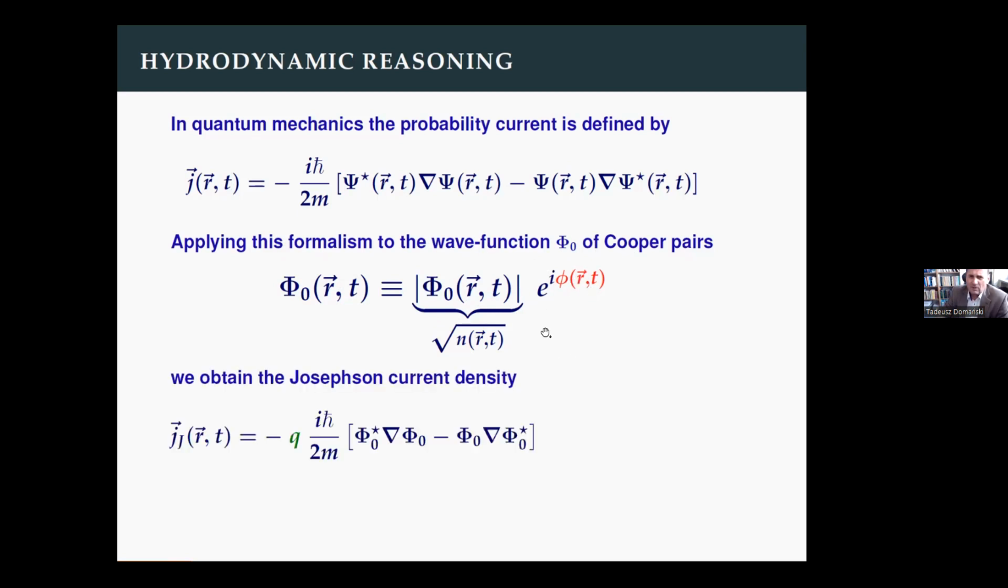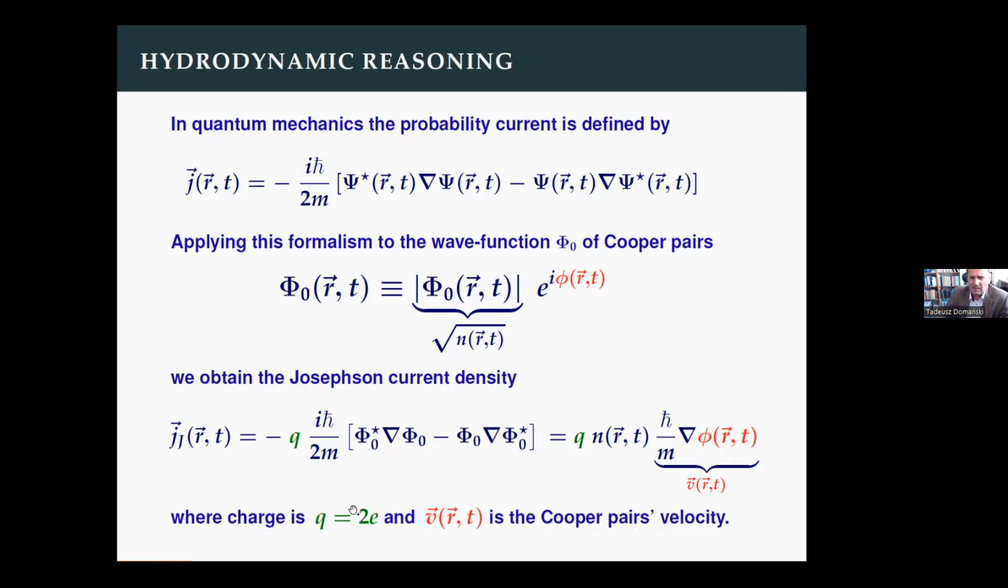Then, after substituting this wave function to the definition of current, in this case, I'm denoting it with J subscript J to refer to the Josephson current, you can convince yourself that real parts of the first and second term cancel each other, and you are left with solely imaginary parts. So when you multiply with this coefficient here, we simply obtain the very well-known expression for current density, which is equal to charge times concentration times velocity. Of course, in our case, charge is here a double elementary charge.